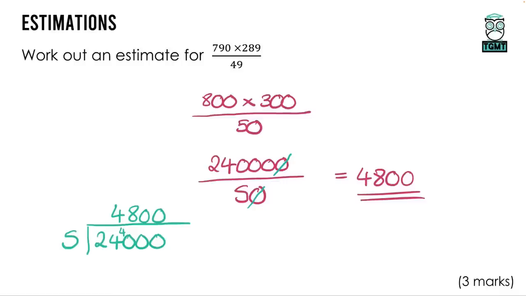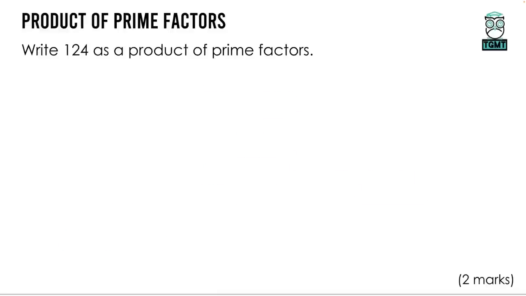So there we go, that is estimations. When we are looking at product of prime factors, remember the word product means to multiply, so we are looking at the prime factors or the prime numbers that go into 124 that multiply to make 124. So to do that, we start to break the number up, and typically we use a prime factor tree. So we're looking for two numbers that multiply to make 124.